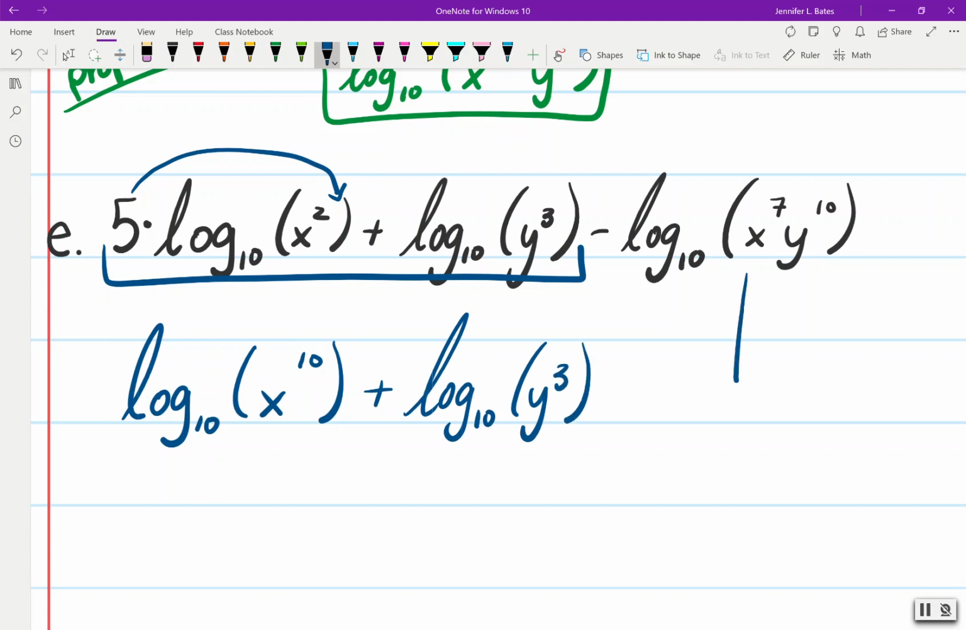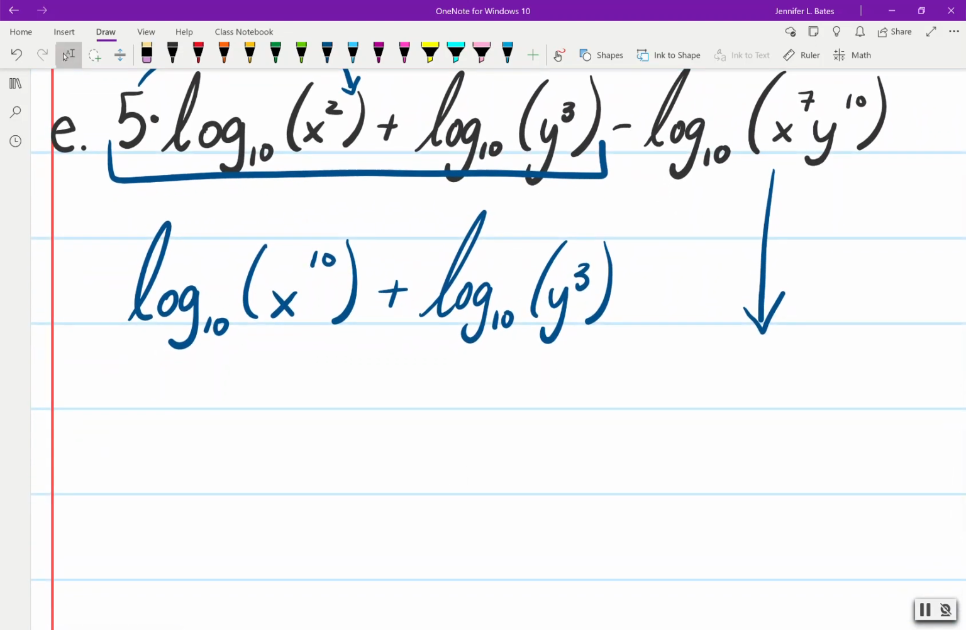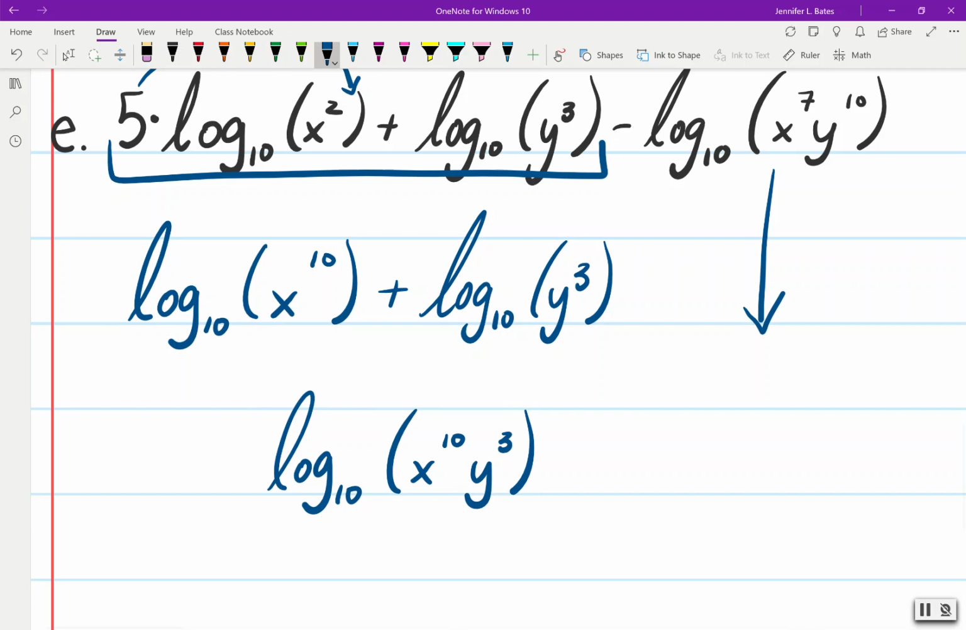And then we're going to just drop this piece down. So I'm just going to draw an arrow that I'm dropping it down, because I don't want to mess with it yet until these first 2 logs are combined. Now, looking at the first 2 logs, which log property, show me on your hand, can combine these? Very good, log property 1. Because these 2 logs are getting added, all I'm going to do is multiply the arguments. So this is x to the 10th, y to the 3rd. And then I'm going to drop down that log 10, x to the 7th, y to the 10th.